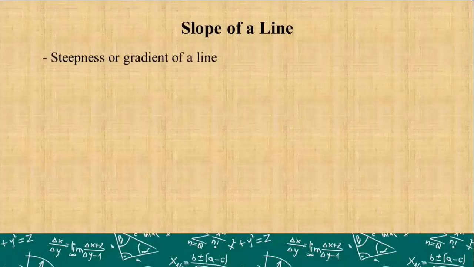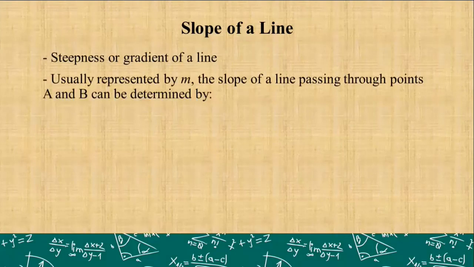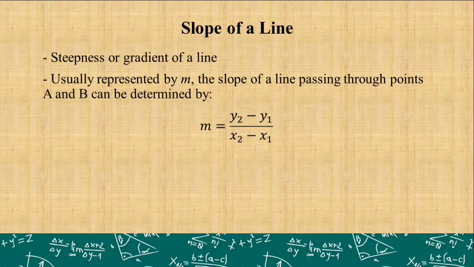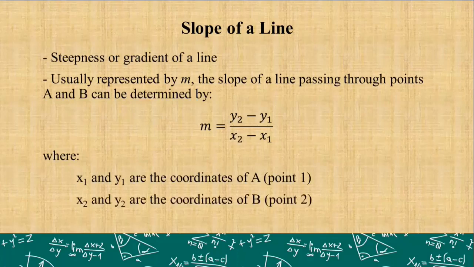Slope is defined as the steepness or gradient of a line, kung gaano ka-inclined ang isang line. Usually, ang slope ay represented by small letter m and it can be determined by this formula. Y sub 2 minus y sub 1 divided by x sub 2 minus x sub 1, or a change in the y coordinate divided by the change in the x coordinate of the 2 points kung saan dumaan yung line na yon. Wherein x sub 1 and y sub 1 are the coordinates of the first point, and x sub 2 and y sub 2 are the coordinates of the second point.